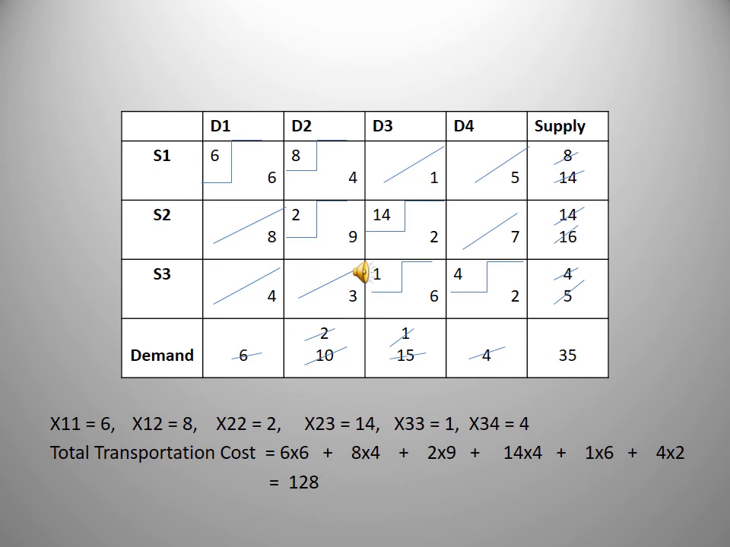The total transportation cost is equal to 6 into 6 plus 8 into 4 plus 2 into 9 plus 14 into 4 plus 1 into 6 plus 4 into 2. That is equal to 128. This is the total transportation cost.